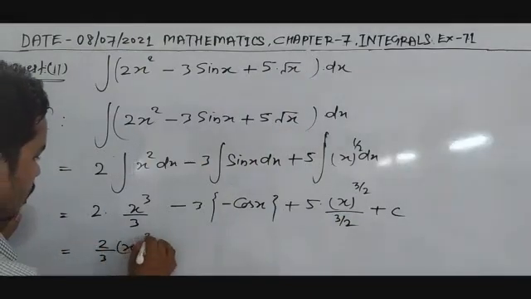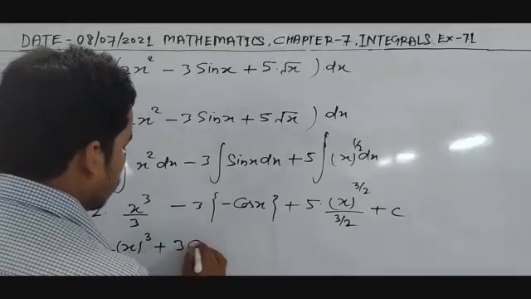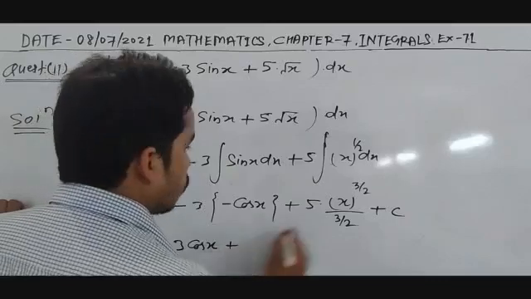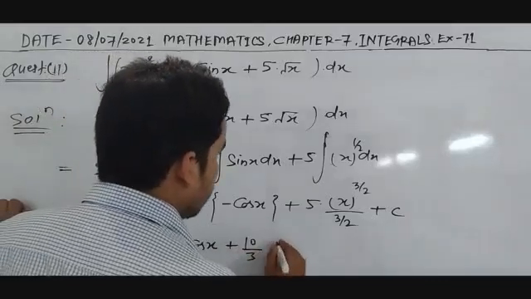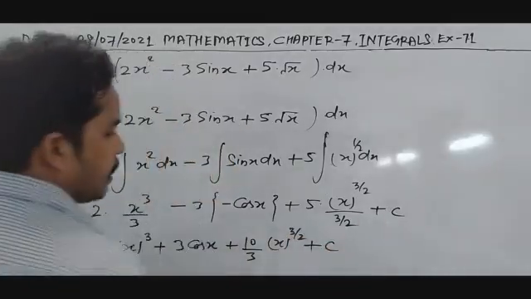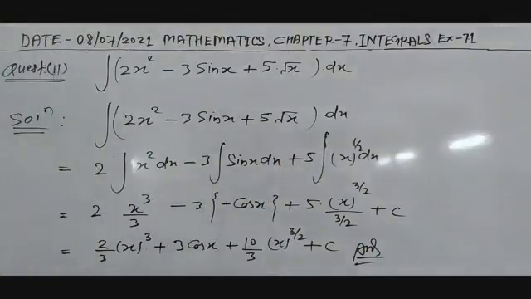So now result will be x cube by 3 minus, it will be plus 3 times cos x, and this will be 10 by 3 x to the power 3 by 2, and next plus c. So this is the answer. Question number 11 is completed. Now come to the next question.